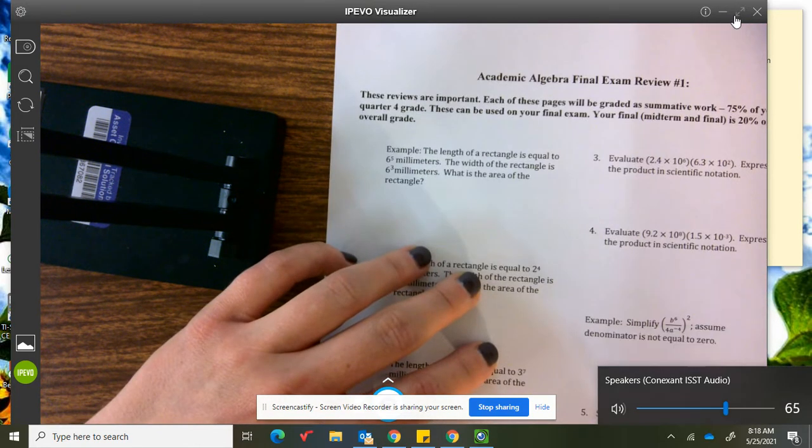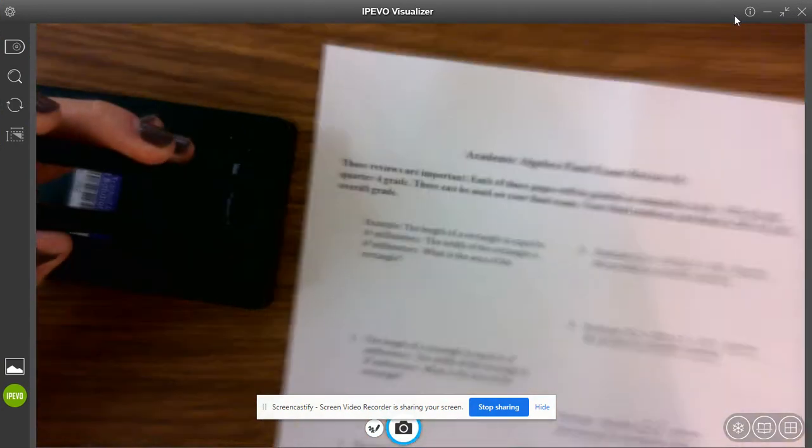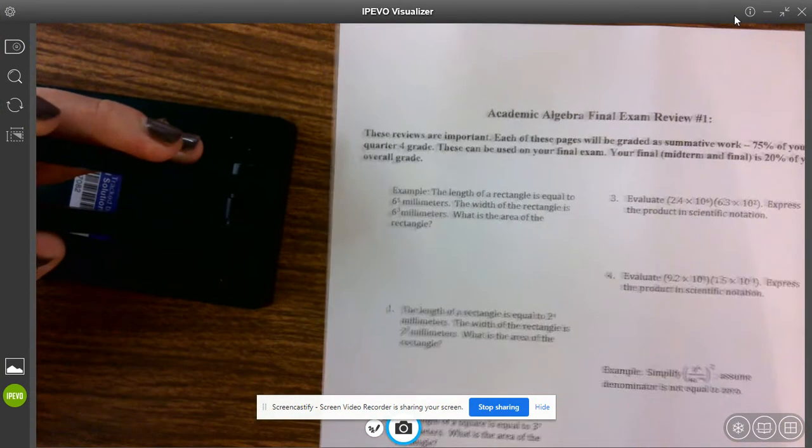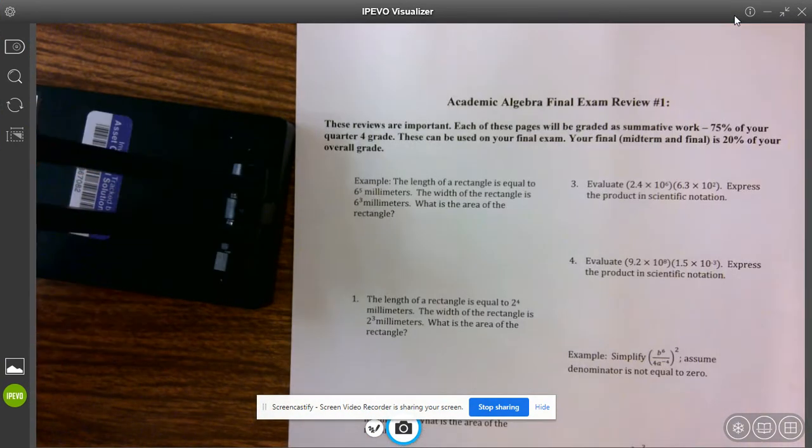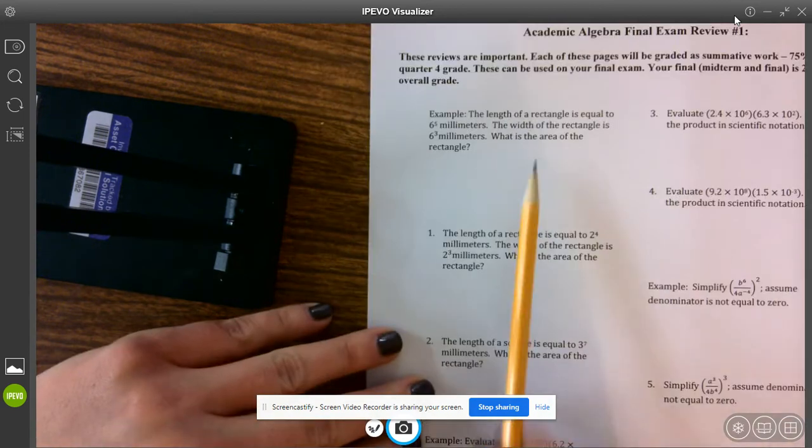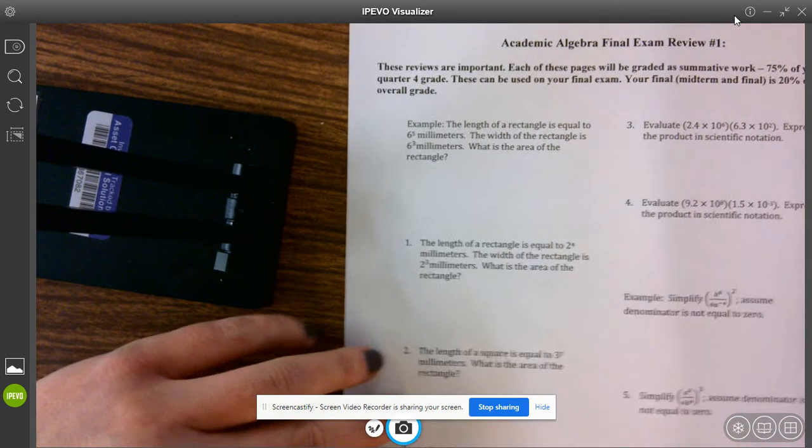Okay, this is your final review. There's, I believe, 5 pages. Each page is going to have an example and then problems underneath it that are similar.